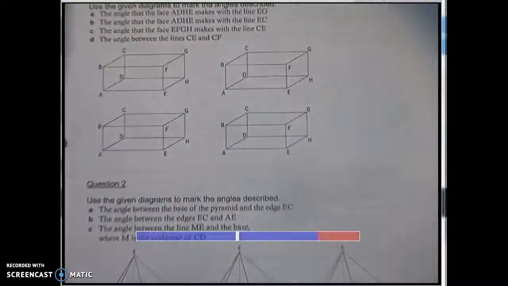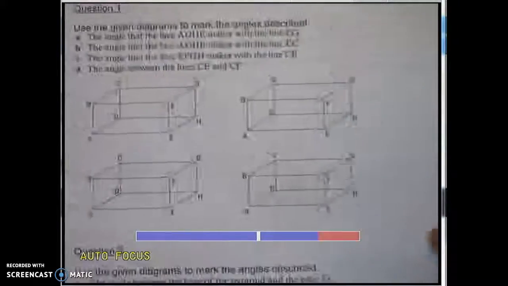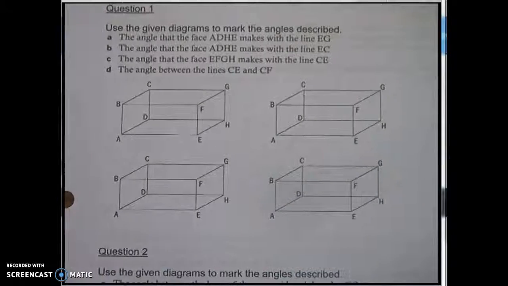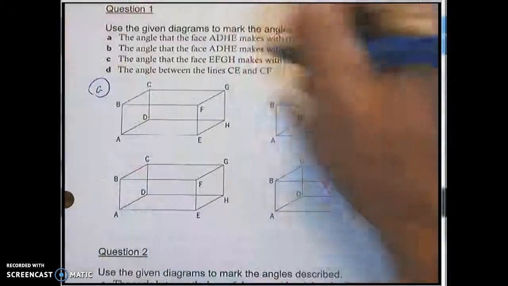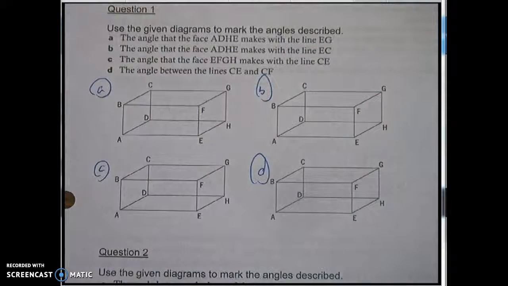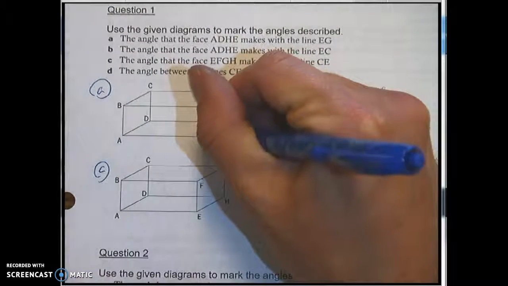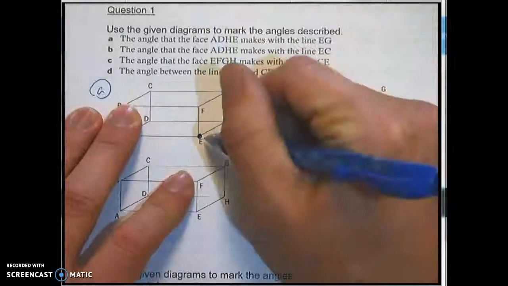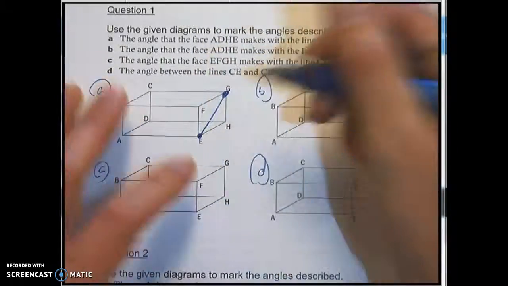Today I'm going to talk to you about IB subtopic 5.4, the part where we're finding the angles between two lines or between a line and a plane. In the first part, I simply want to mark the angle that is given in the description. In part A, it says to mark the angle that the face ADHE makes with the line EG. So the first thing I want to do is make that line EG. I'm going to make two points and just connect them as best as I can.